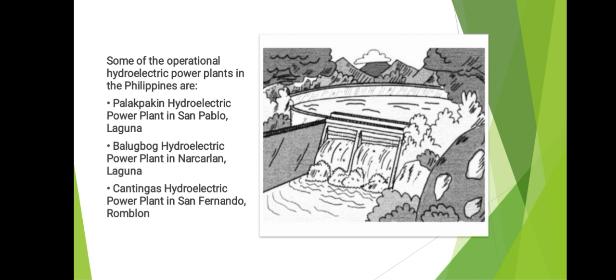Okay, so these are some of the operational hydroelectric power plants in the Philippines. So here, Palakpakin Hydroelectric Power Plant in San Pablo, Laguna, Balubog Hydroelectric Power Plant in Nagcarlan, Laguna, and then Cantingas Hydroelectric Power Plant in San Fernando, Romblon.